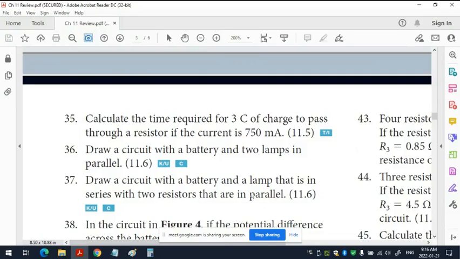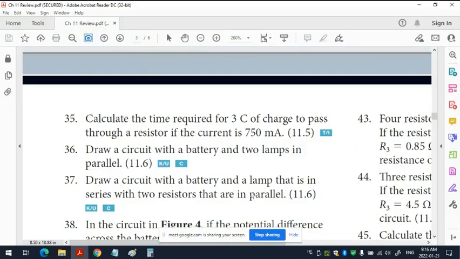Hold them up. Hold them up. One more minute. Okay. Correct. Mo, correct. Yes. Parallel. Number 36: draw a circuit with a battery and 2 resistors in parallel.